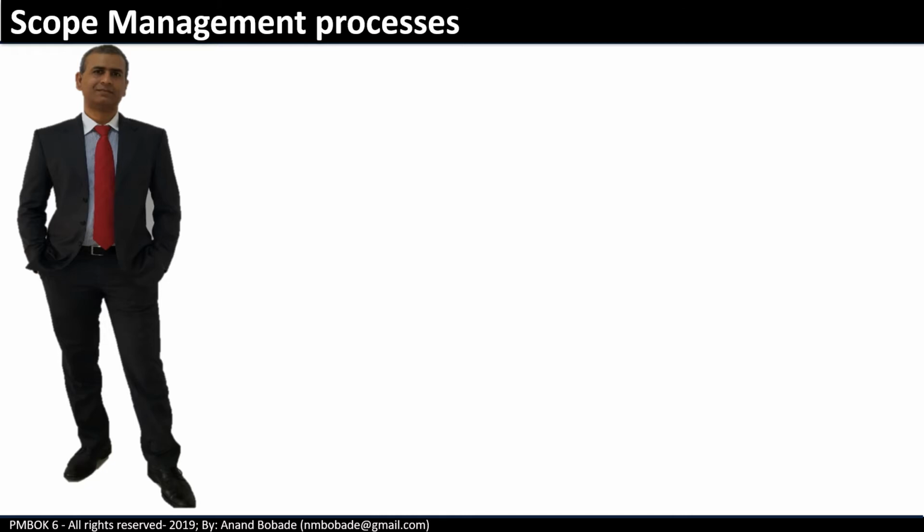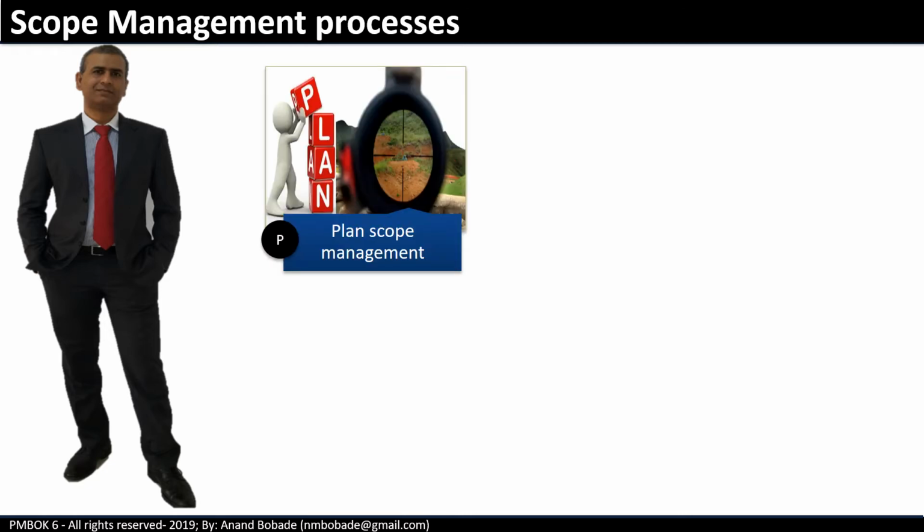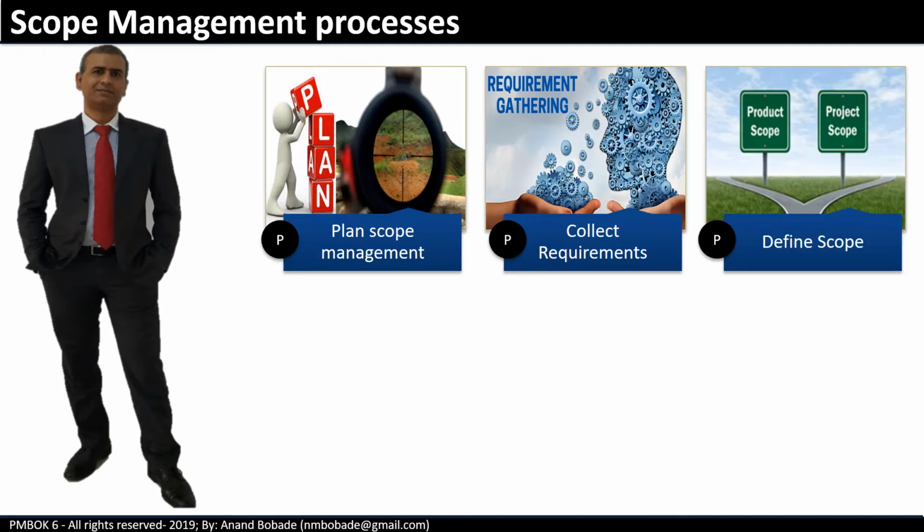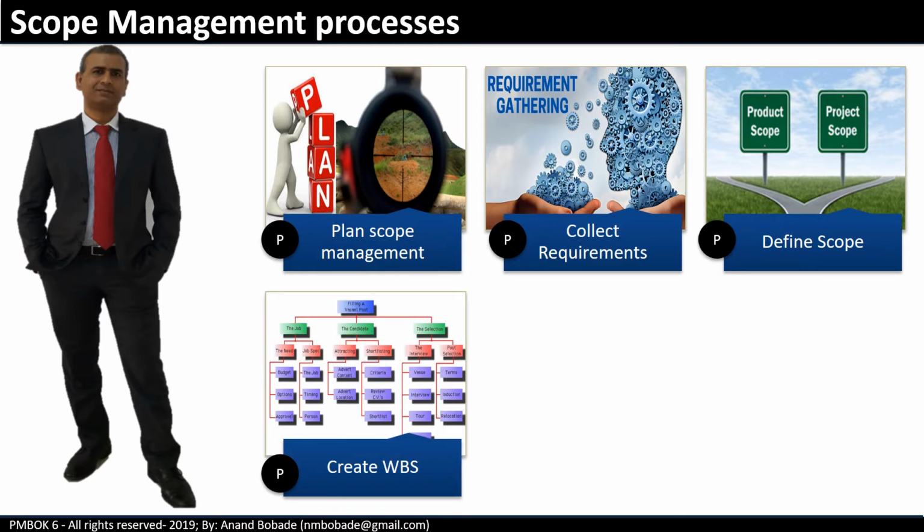Before getting into details, let's do a quick review of all the processes inside the scope management knowledge area. So first process is plan scope management, part of the planning process group. Next, collect requirements. This is where all the requirements will be collected, again part of planning. Next is define scope. This is where the project scope statement will be created, and this is the process that we are learning in this session. Next is create work breakdown structure.